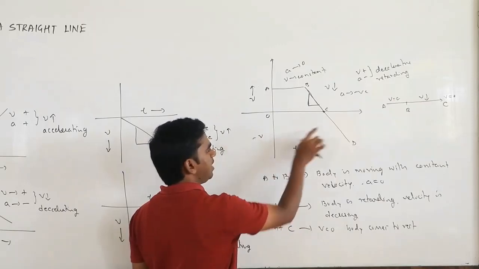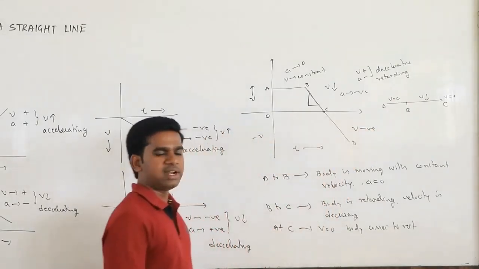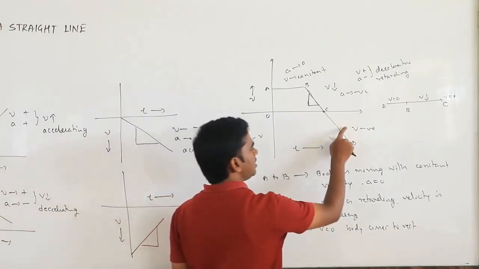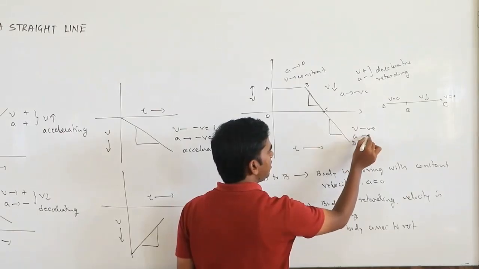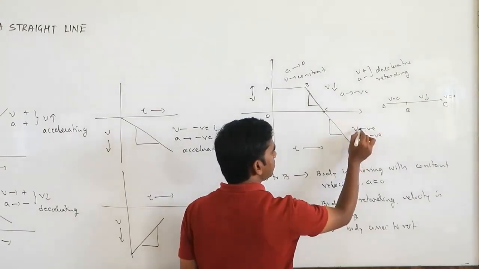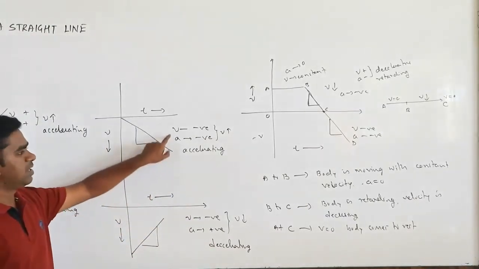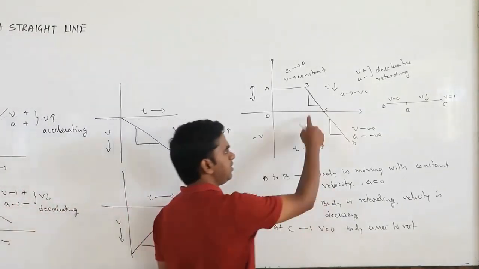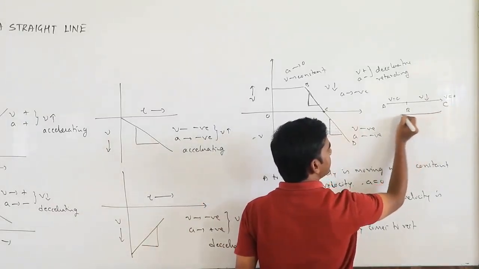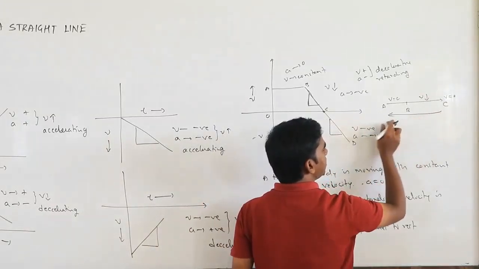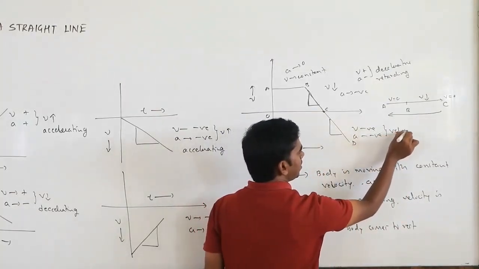Velocity suddenly becomes negative. So velocity is negative. If you look at the slope, A, that is also negative. Velocity is negative, slope is also negative. If both are negative, what is happening? Only the direction is changing, meaning it is returning.